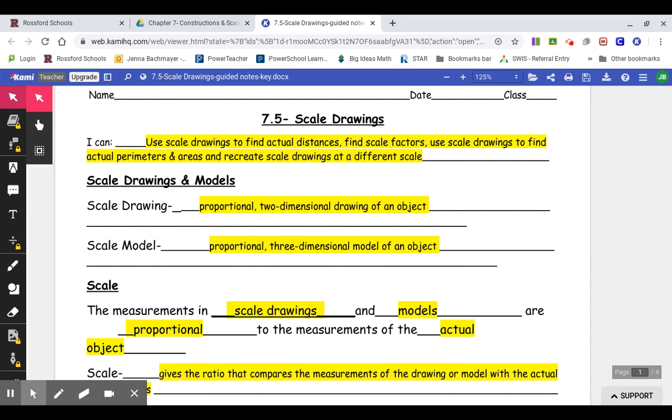A scale drawing is a proportional, two-dimensional drawing of an object. A scale model is a proportional three-dimensional model of the object. So most of us know drawings are going to be on a paper or some kind of sketch pad. A model is going to be a 3D, three-dimensional actual figure of the object.